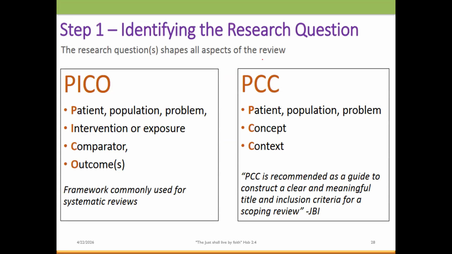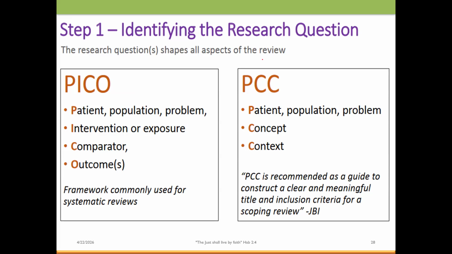Of course, for identifying the research question, there is a framework commonly used especially in systematic reviews. This is called PICO. PICO stands for the patient, the population. Patient can be a population, or can be a problem. Then the intervention or the exposure, then the comparator, and then the outcomes.